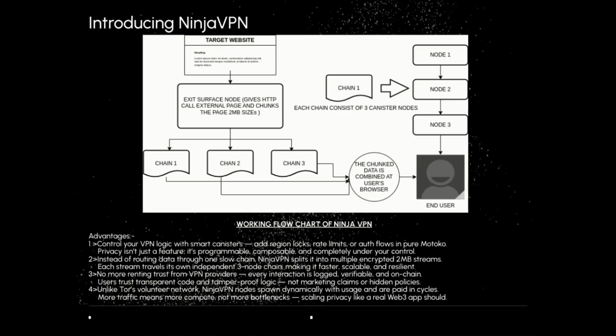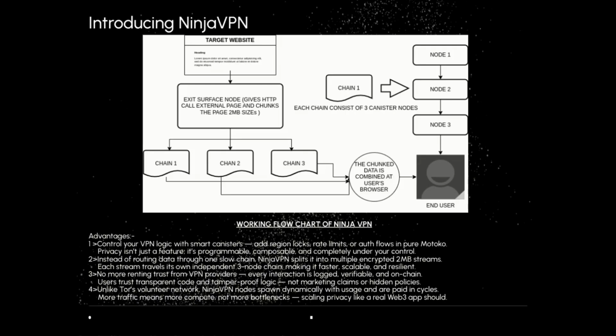Alright, coming to the next slide, here is my solution to the problem. Ninja VPN, a Web3 based decentralized VPN network. Ninja VPN is built on the Internet Computer and powered by smart canisters, tiny programs that run on the chain. Instead of routing your data through one path, we split the page into multiple 2 MB chunks, and each chunk travels through its own private 3-node encrypted chain. It's like having n parallel Tor tunnels, all moving at once, each independently encrypted and all programmable.